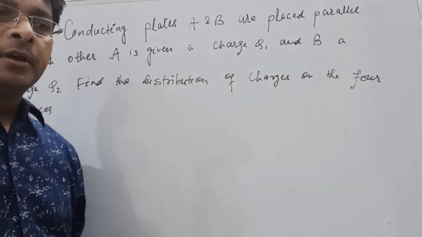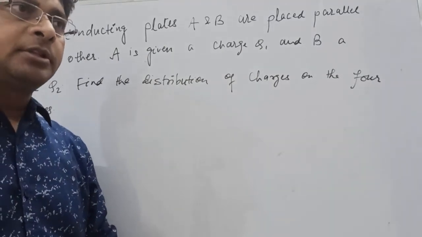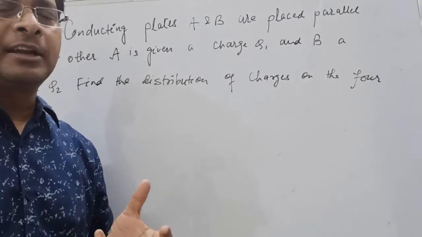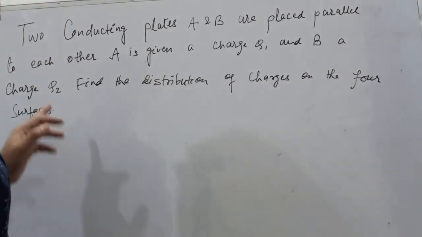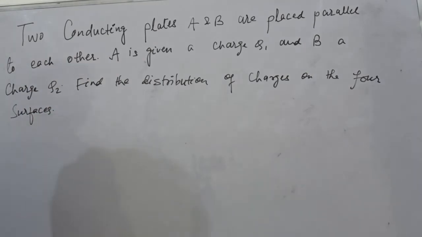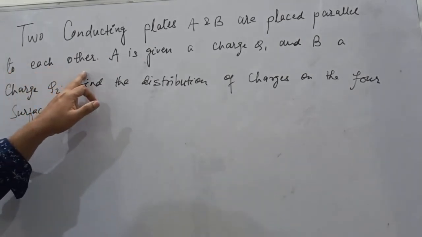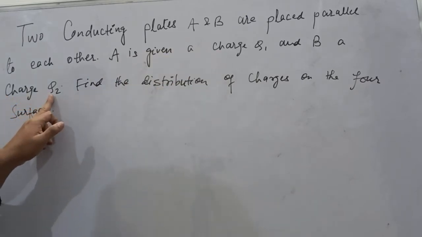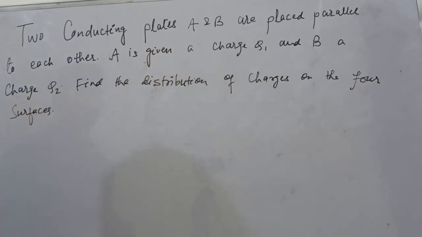In this case, we are going to find how charges are induced and how we can find it with the help of electric field and electric flux. Two conducting plates A and B are placed parallel to each other. A is given a charge Q1, B is given a charge Q2. Find the distribution of charges on the four surfaces parallel to each other.